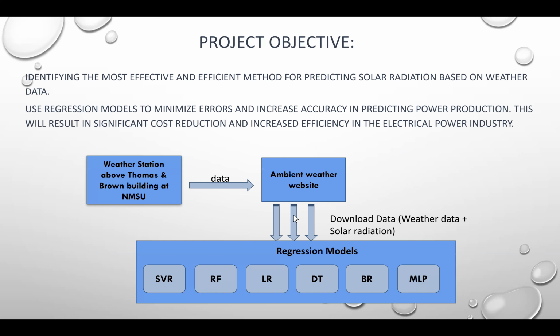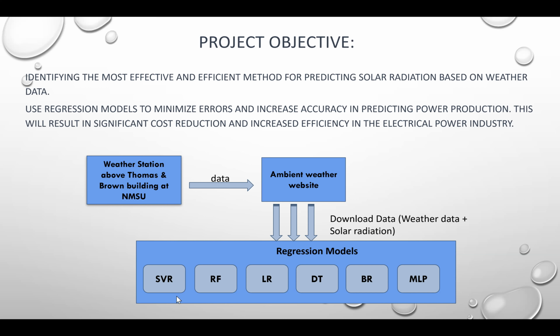The main problem objective is that we want to identify the most effective and efficient method for predicting the solar radiation based on weather data. And that's going to happen by using different regression models. The main purpose is to minimize the error and increase the accuracy in predicting power production. This should result in a significant cost reduction and increased efficiency in the electrical power industry once it's reached.